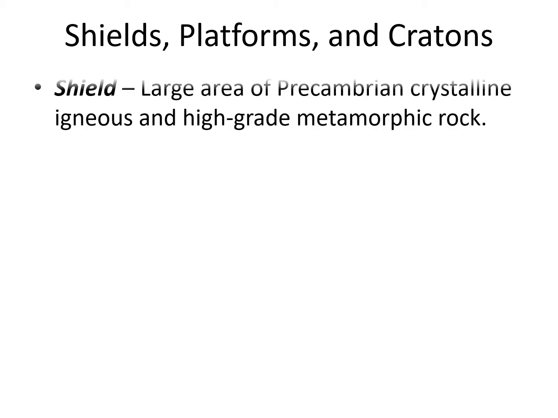Well, a shield is a large body of Precambrian crystalline rock, whether igneous or high-grade metamorphic, meaning this could have been volcanic rock that was produced during the Precambrian. It could have been granitic rock that was forming deeper in the crust, but this made up a significant portion of our continental mass in the Precambrian. Now, by today's standards, it's been heavily metamorphosed, especially into things like gneisses.